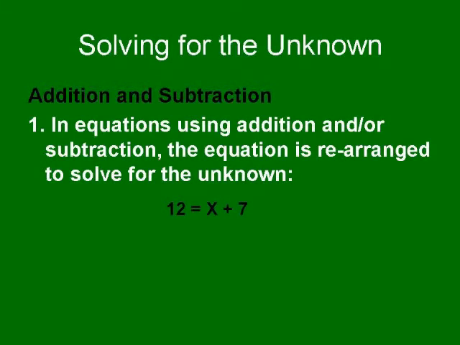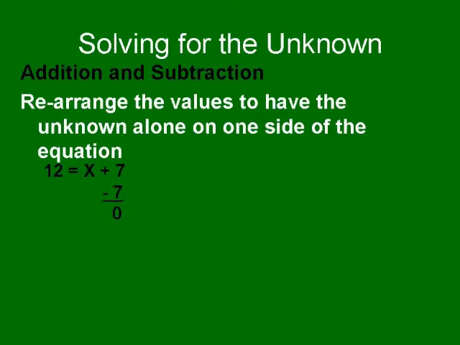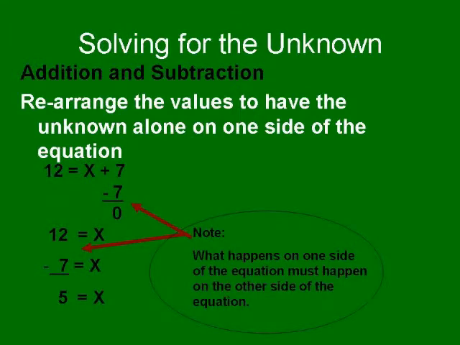Solving for the unknown. Addition and subtraction. In equations using addition and/or subtraction, the equation is rearranged to solve for the unknown, such as 12 equals x plus 7. Rearrange the values to have the unknown alone on one side of the equation by subtracting 7 from both sides: subtracting 7 from x plus 7 and then subtracting 7 from 12. What you do on one side of the equation, you must also do on the other. In this case, 5 equals x.